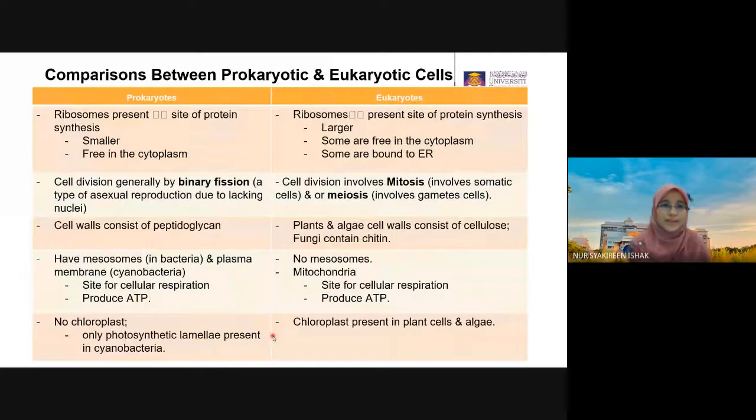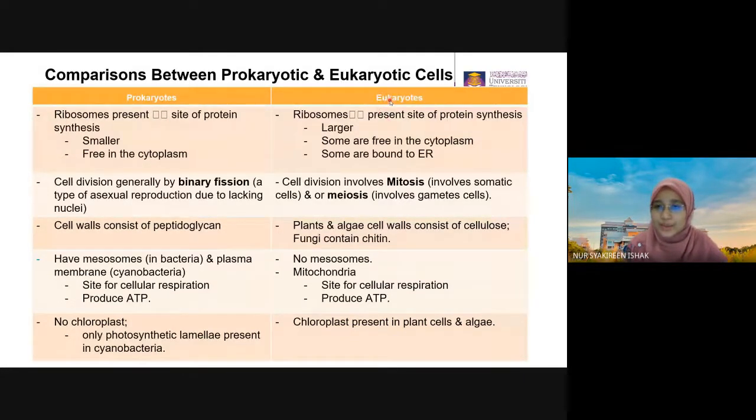In this table, it shows you the differences between prokaryotes and eukaryotes. For prokaryotes, the size of the ribosome is smaller compared to the size of ribosomes found in eukaryotes. Both function in protein synthesis, but the size of ribosome in prokaryotes is smaller compared to eukaryotes. For prokaryotes, you can find the ribosomes scattered in the cytoplasm of the organism.